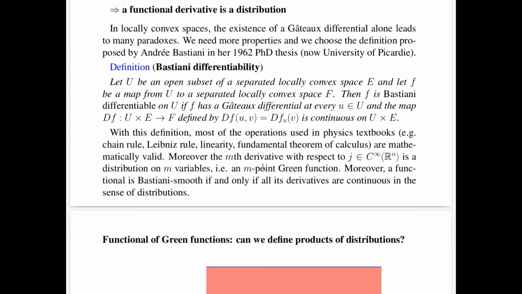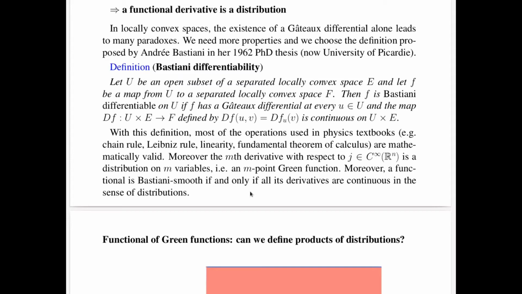And there is an equivalence in the sense that a function is Bastiani smooth if and only if all its derivatives are continuous in the sense of distribution. So you get an exact identification between the mathematical concept and the physical one.